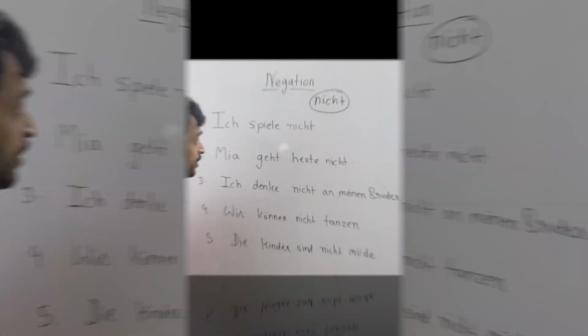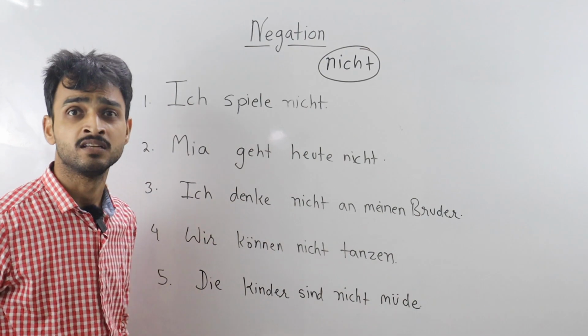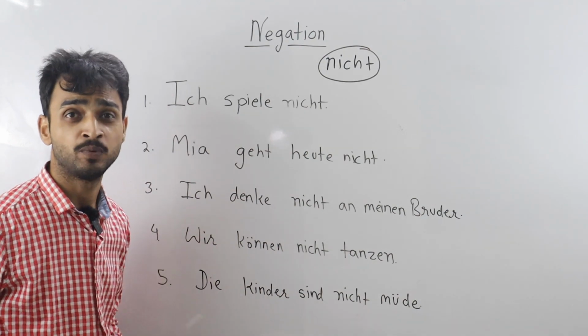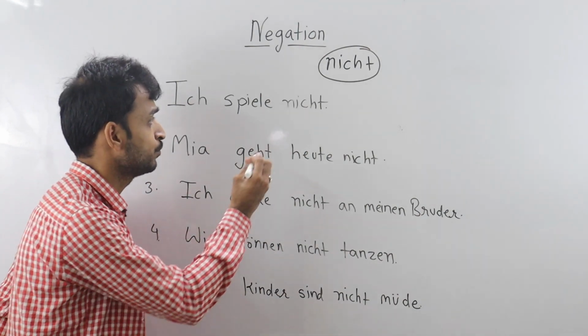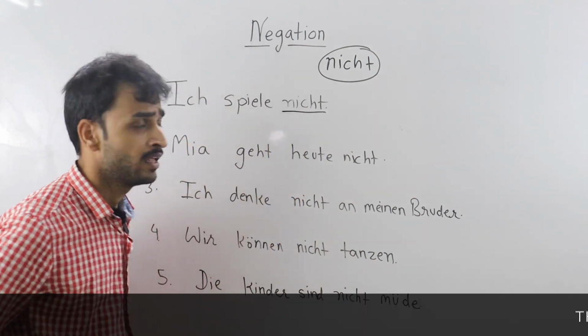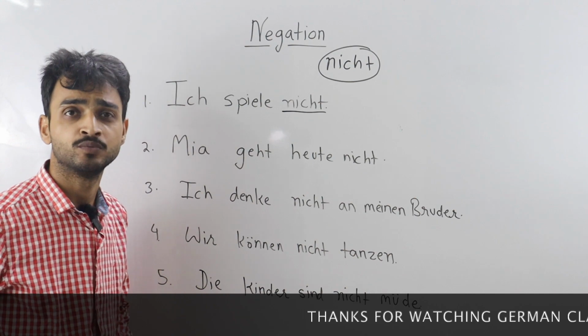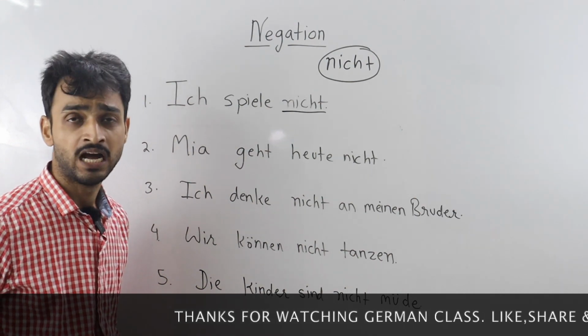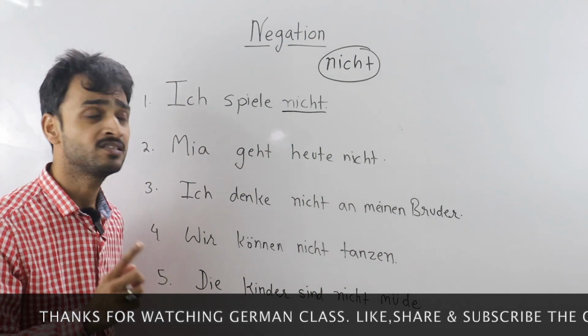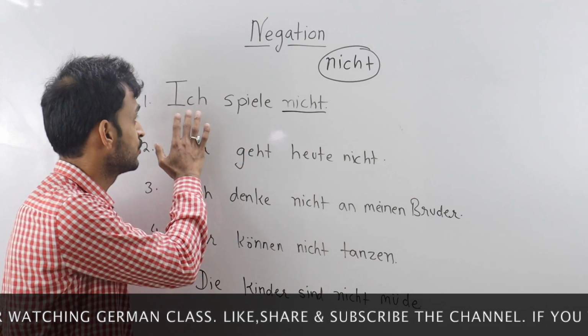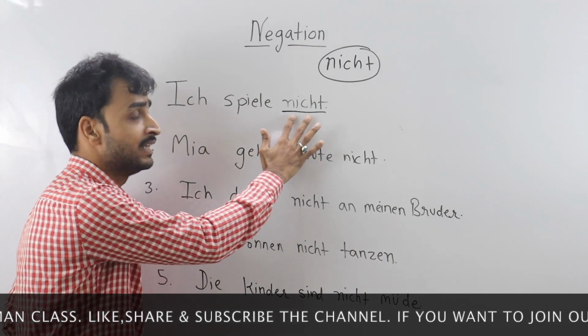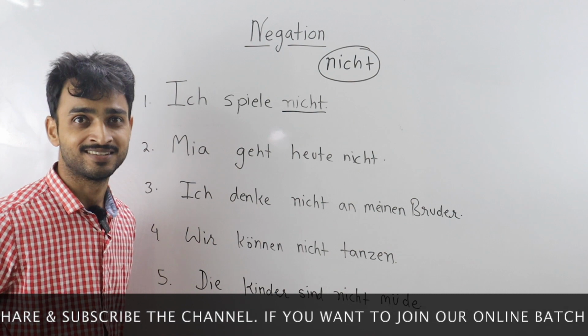Nicht. Ich spiele nicht. I am not playing. I don't play. You can see here the position of the nicht is last. This is the sentence we write in German. Ich spiele nicht. The position is last. This is subject, this is verb, and this is negative word nicht.